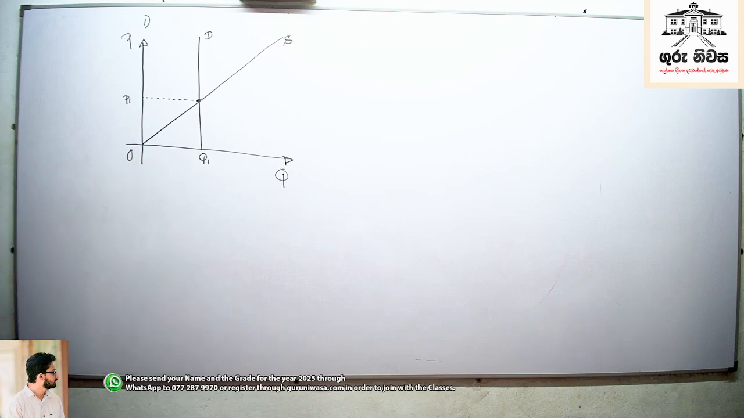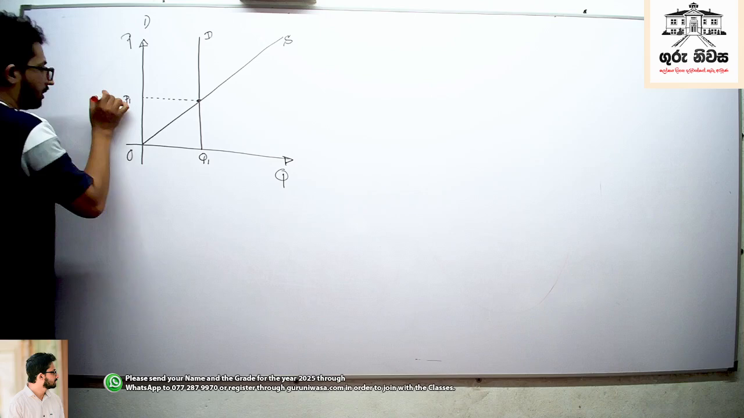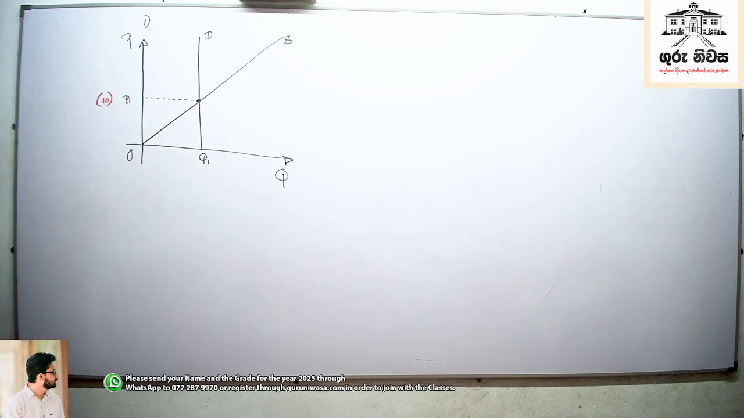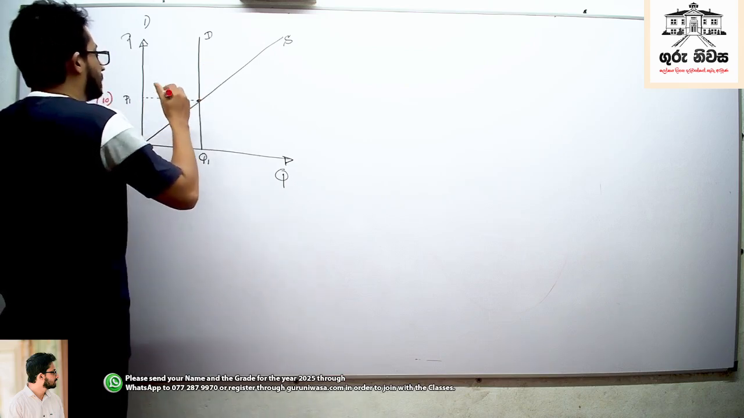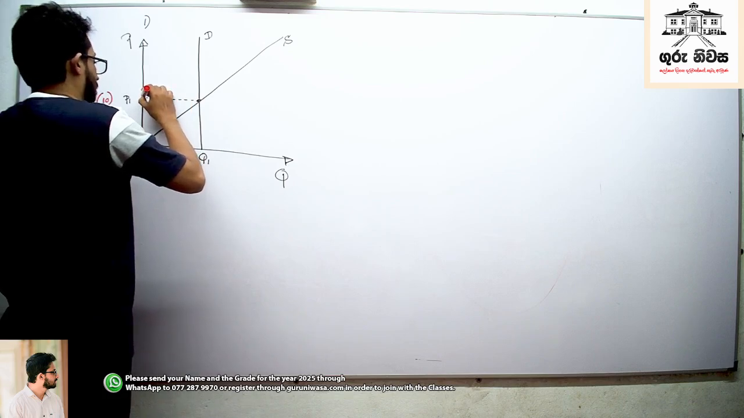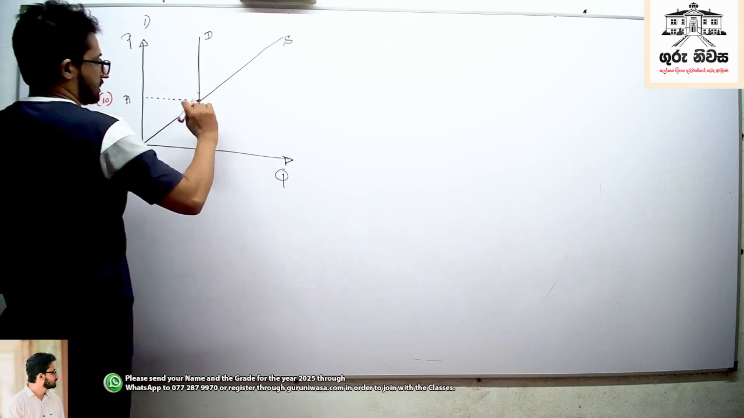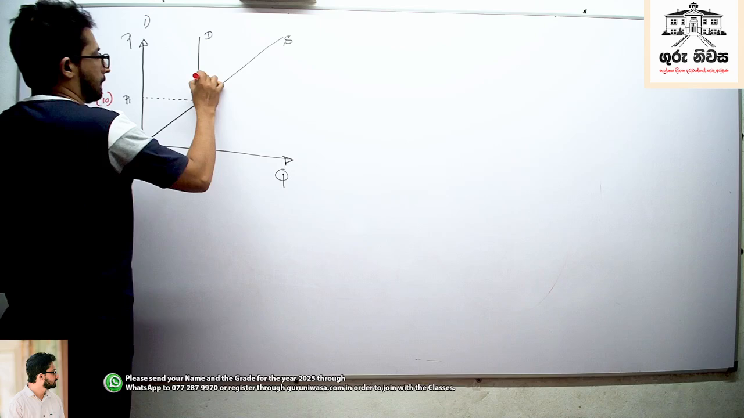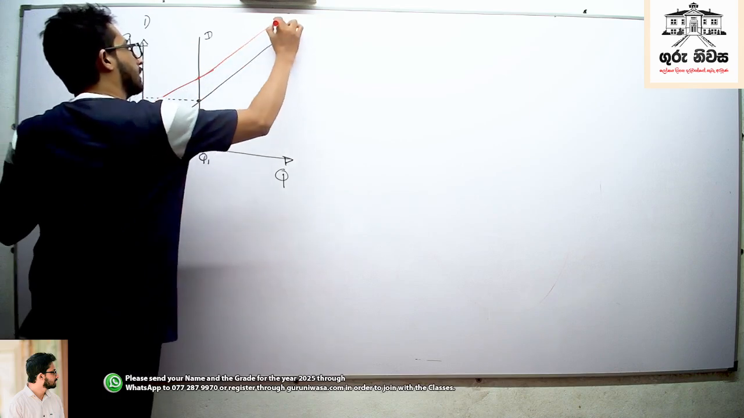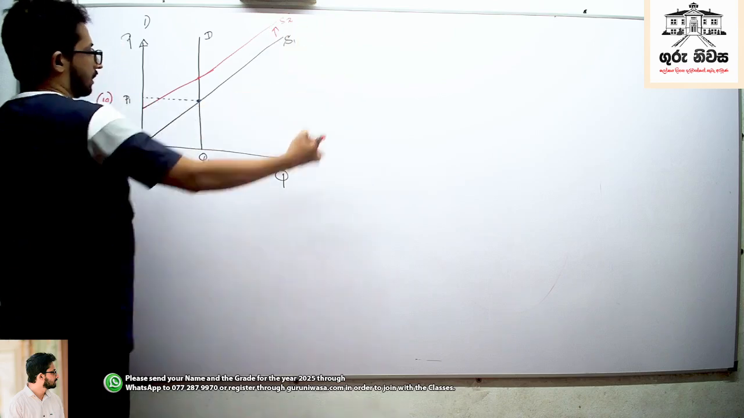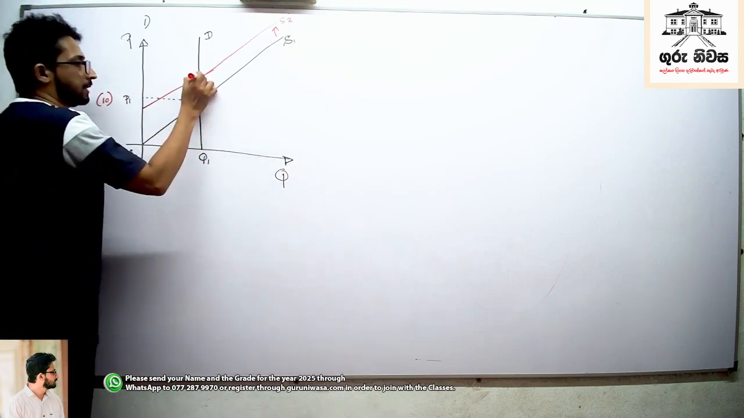Now what happens? Assume the equilibrium price is 10 rupees. Now just imagine the government imposes a unit tax of 5 rupees. It means your supply curve shifts to the left by 5 rupees by the unit tax. This is the new supply curve. Where is the new equilibrium? This is the new equilibrium point.